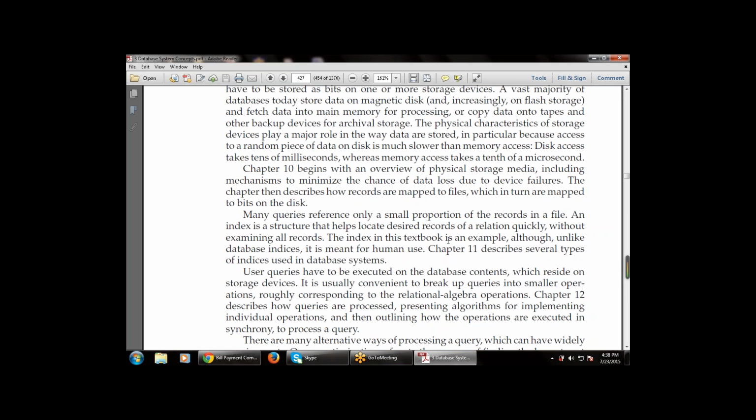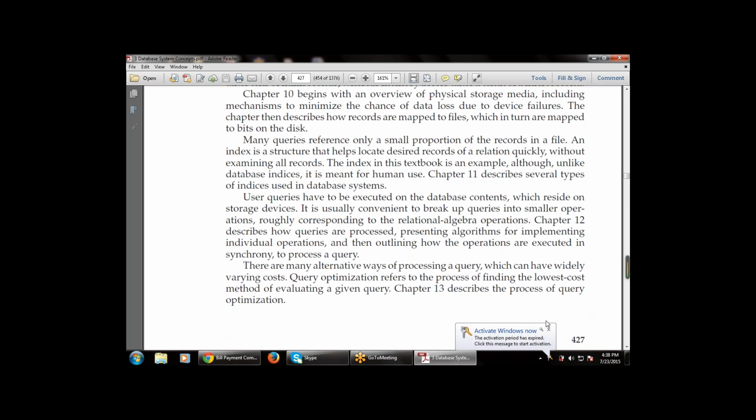Chapter number 12 describes how the queries are processed, how they are presented for implementing the individual operations, and then outlines how the operations are executed in synchrony to process a query. There are many alternatives for processing a query, which can have widely varying costs. Query optimization refers to the process of finding the lowest cost method of evaluating a given query.